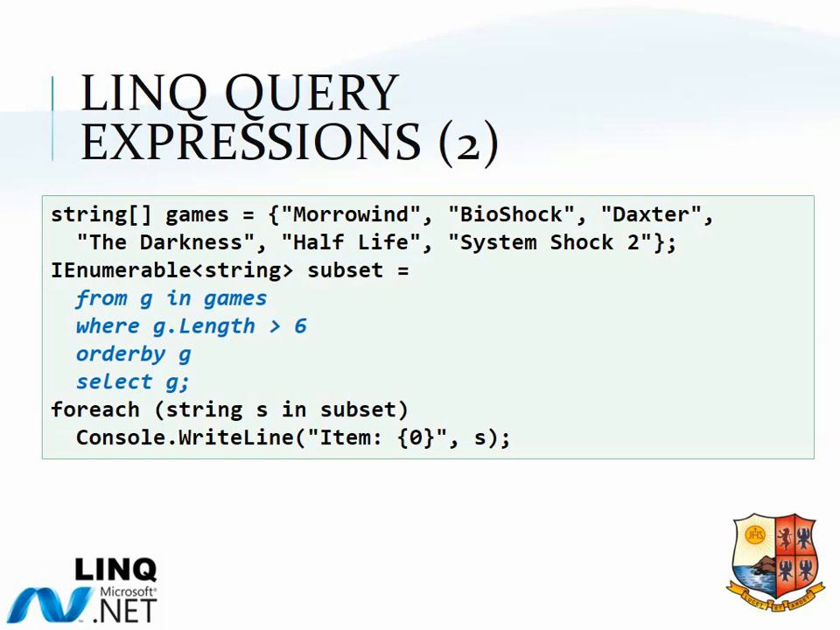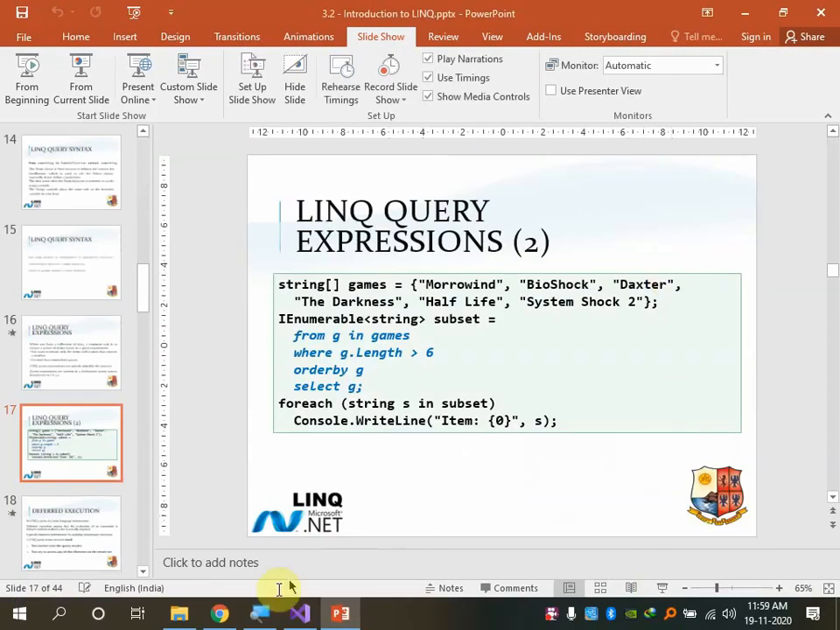And this is not an SQL query. This is written as part of C# itself. And order by G, select G. Look at that next one, it's just printing it out. So instead of this, let me just show it in Visual Studio itself.